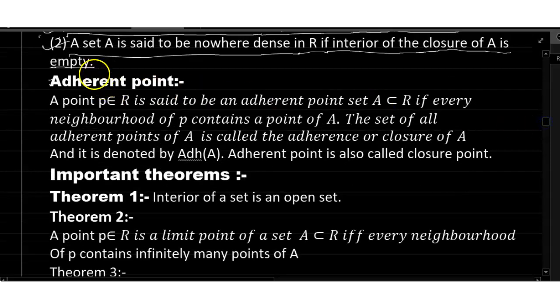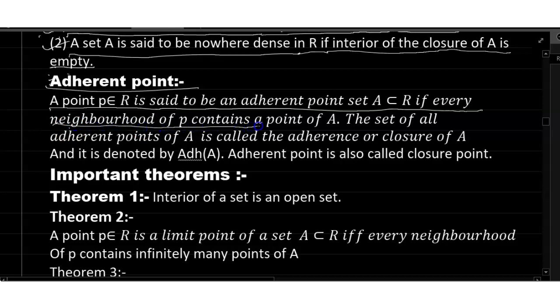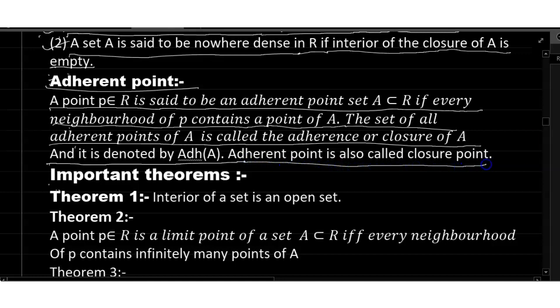Now we discuss adherent point. Adherent point: for a set A subset of R, if every neighborhood of P contains a point of A, then P is an adherent point. The set of all adherent points of A is called the adherence or closure of A. Adherent point is also called closure point.